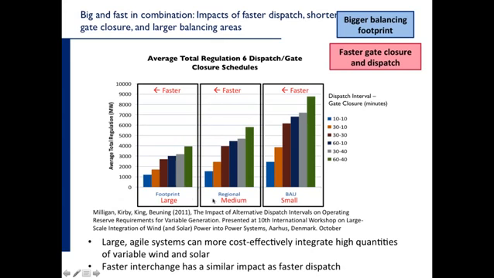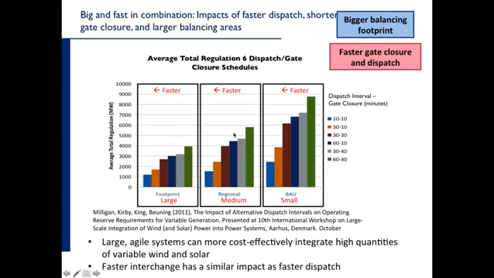The basic takeaway from this is no matter how small or how large your balancing areas are, if you go to a short dispatch and gate closure, that will be more efficient. So if you have a lot of small balancing areas, in this example, you could reduce regulating reserve from almost 9,000 megawatts to about 2,500 megawatts. And likewise, if you're medium, you can reduce regulating reserve significantly, and likewise if you're large. The other thing you can note here is, regardless of how small you are, if you get bigger, you will reduce your regulating requirements.